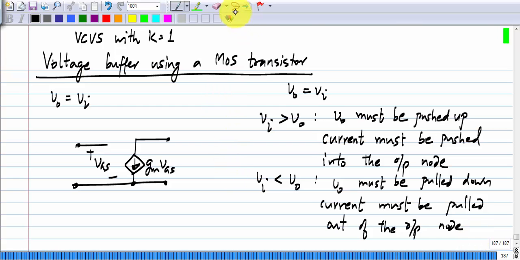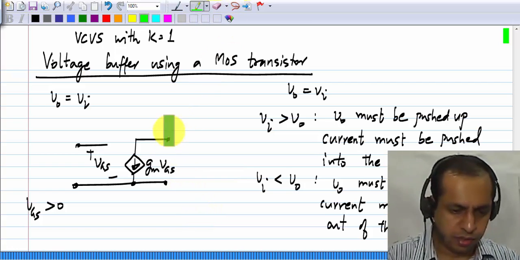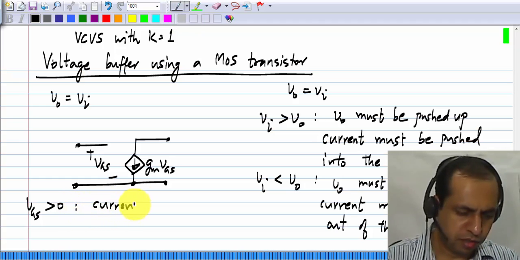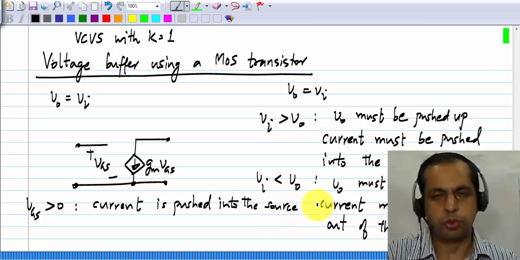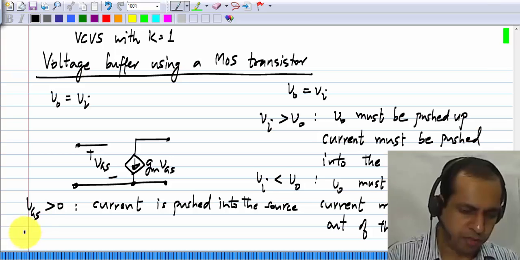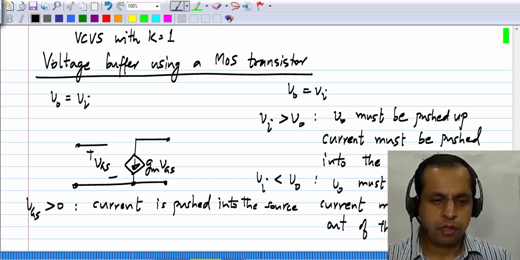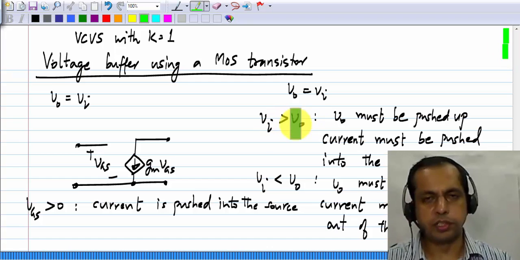Now what really happens in a MOS transistor? If VGS is greater than 0, then this current flows from drain to source, and you can see that the current is pushed into the source node. And similarly, if VGS is less than 0, current is pulled out of the source node. So how can we arrange these voltages so that this action happens?